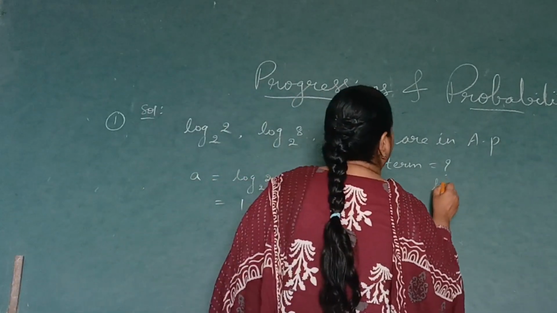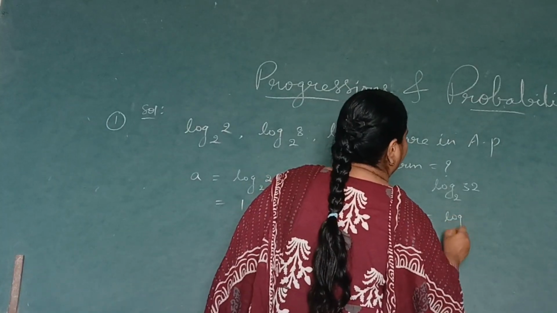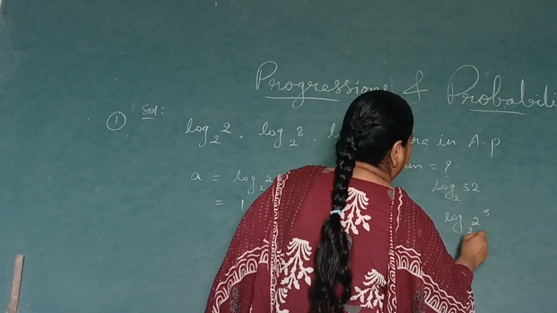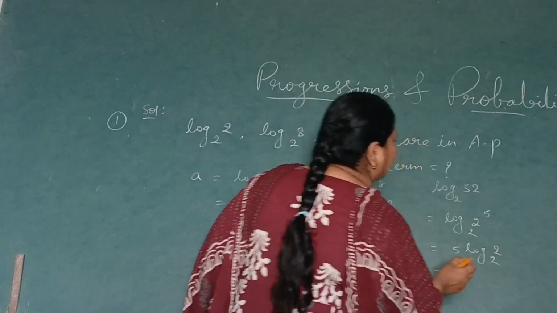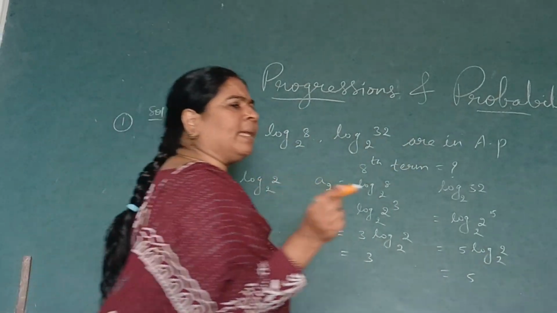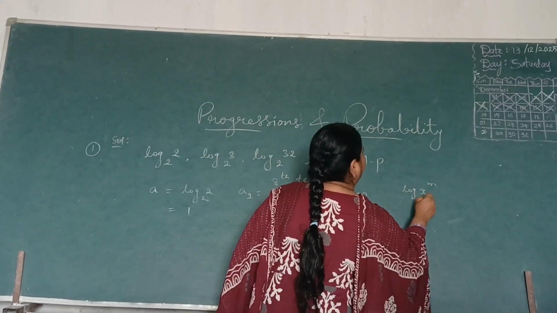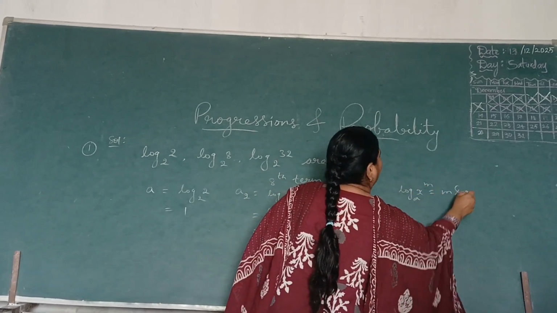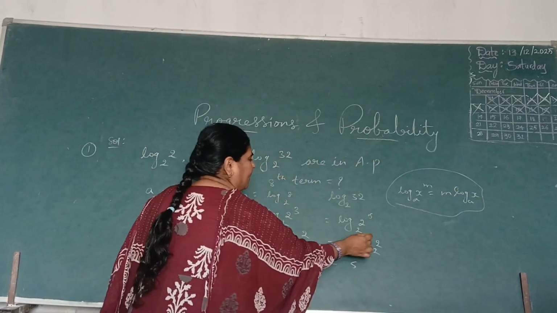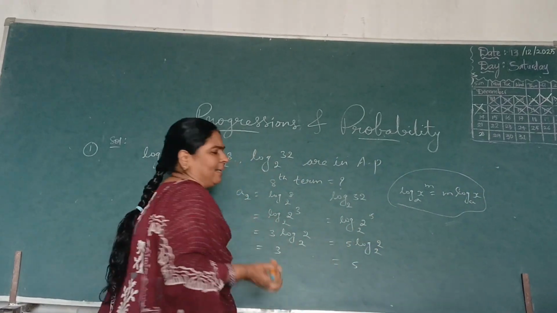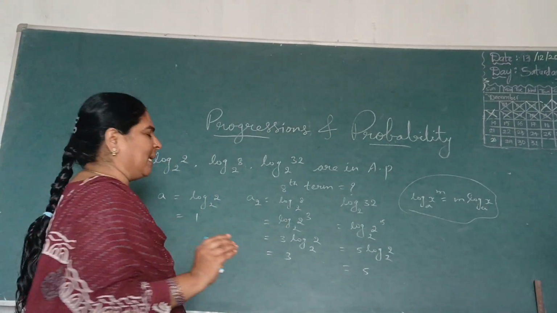And log 32 to the base 2 can be written as what? Log 2 power 5. So 5 log 2 to the base 2. You are aware of one logarithmic rule, that is log x to the power n to the base a is equal to n log x to the base a. So in short form we can remember that whatever is in the power, it will come to the left side and be written as multiplication. In that way we can remember.